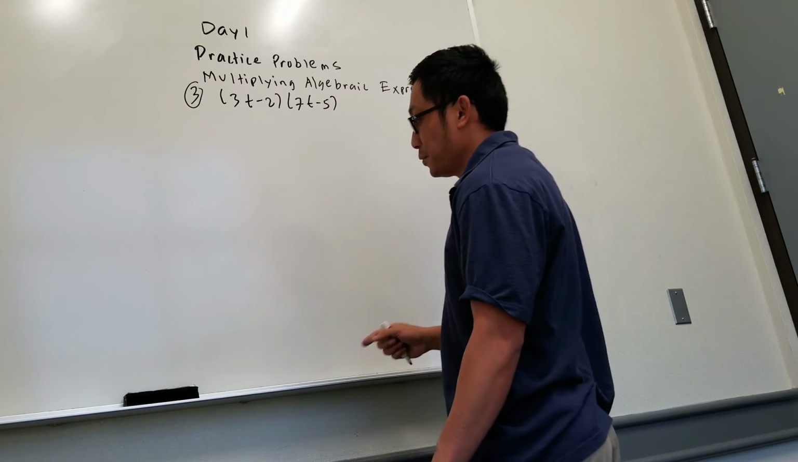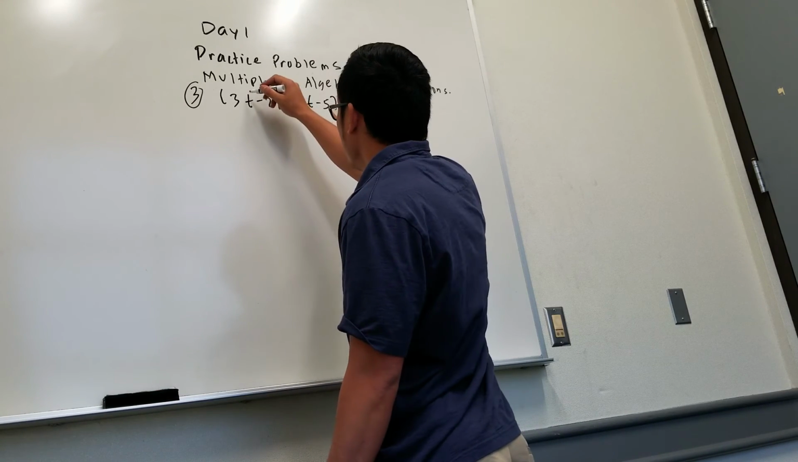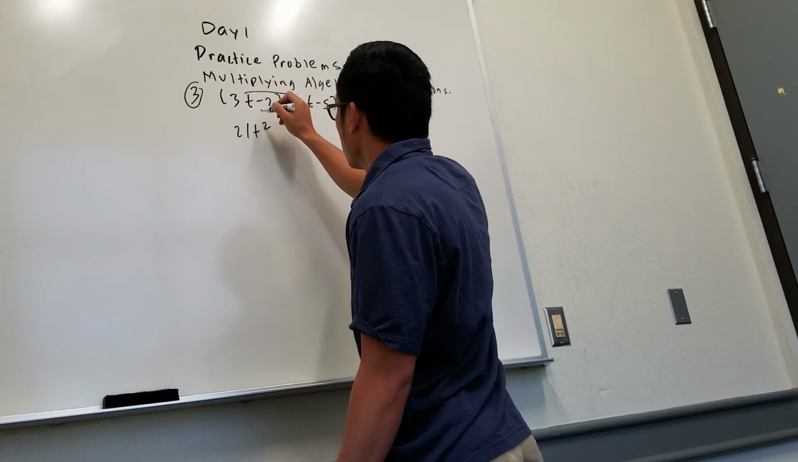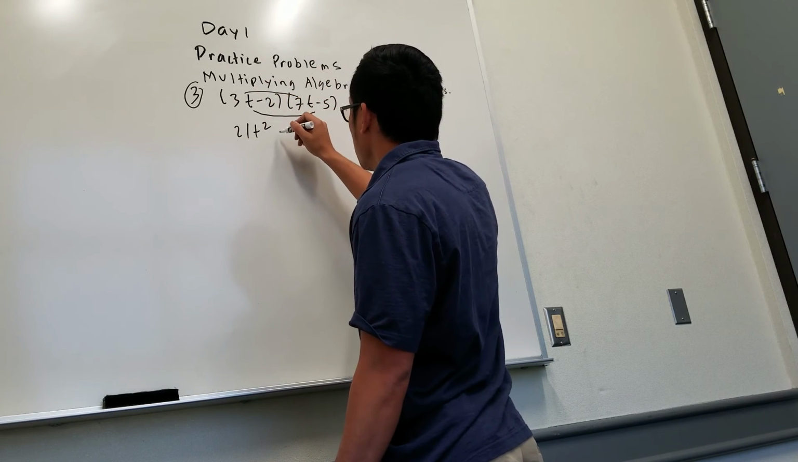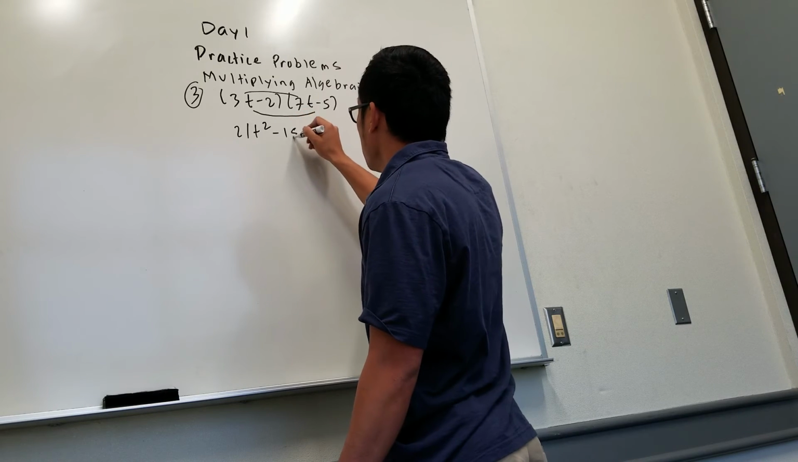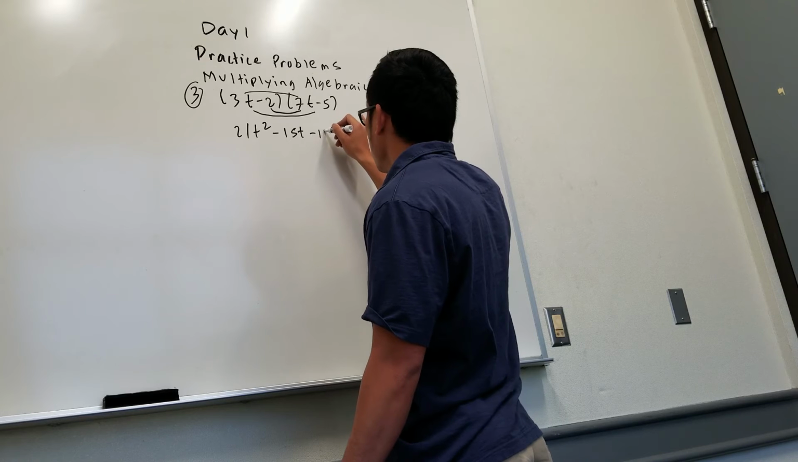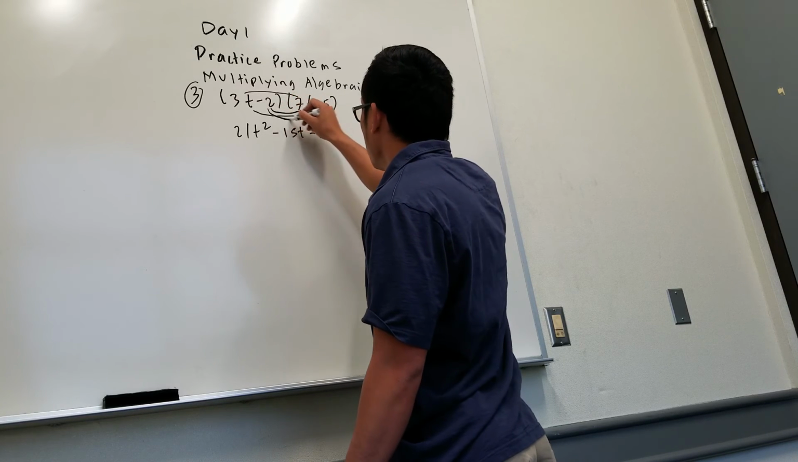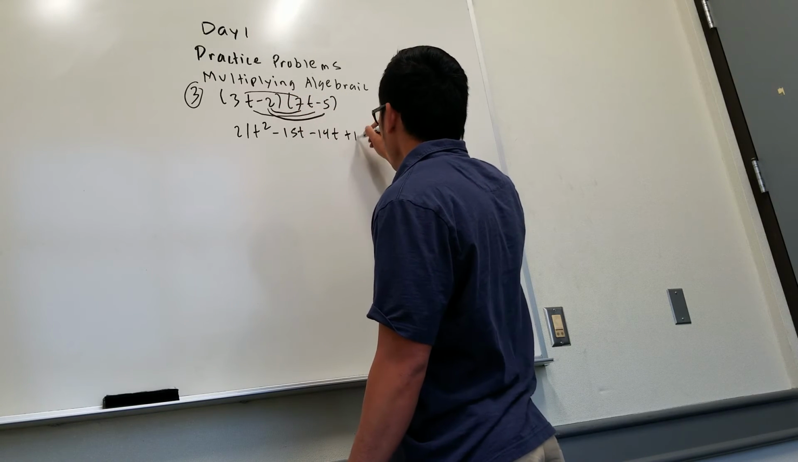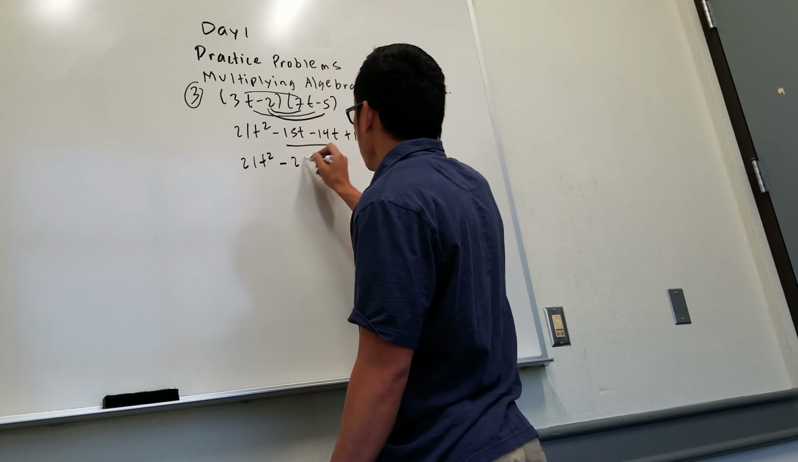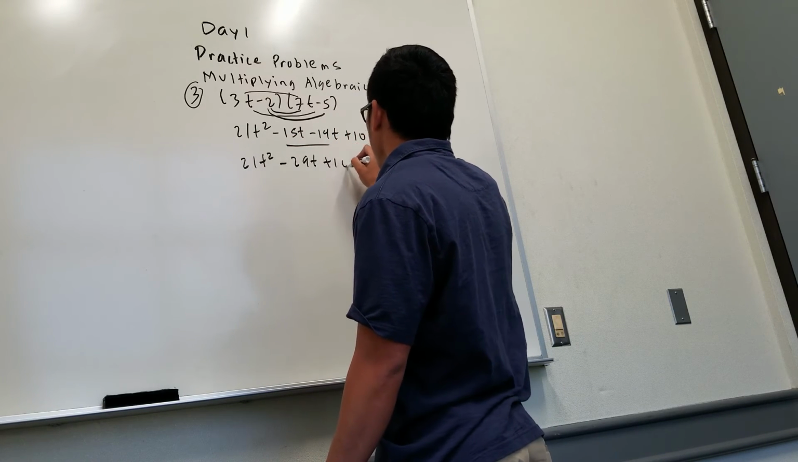Okay, so we FOIL, right? So 3t times 7t, you get 21t squared. 3t times negative 5 is minus 15t. Negative 2 times 7t is negative 14t. Negative 2 times negative 5 is plus 10. So we just combine like terms. You have 21t squared minus 29t plus 10. There you go.